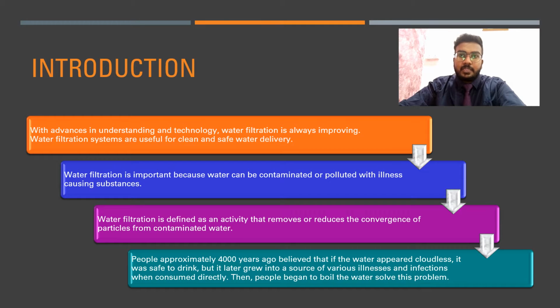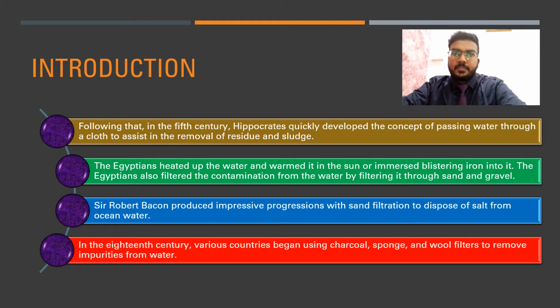People nearly 4,000 years back trusted that if the water seemed clear, it was safe to be consumed, but it developed to bring different types of sickness and infections when drunk directly. Afterward, in the 5th century, Hippocrates was the first to build up the idea of passing water through a cloth to eliminate residue and sludge. The Egyptians decontaminated drinking water by utilizing various techniques to kill harmful microorganisms during the 3rd and 4th century. They heated the water and warmed it in the sun or immersed blistering iron into it. The Egyptians also filtered contamination from the water by passing it through sand and gravel.